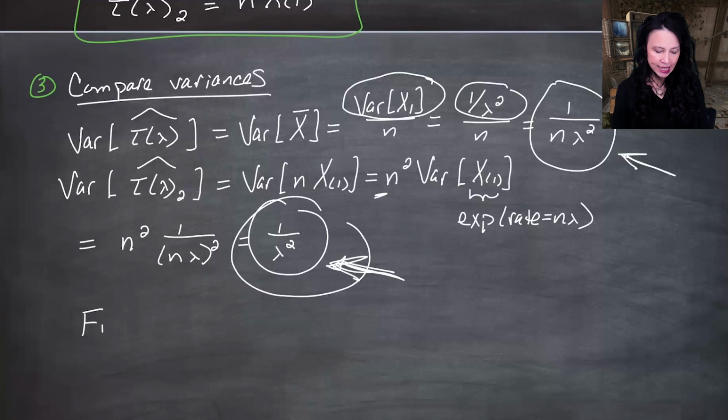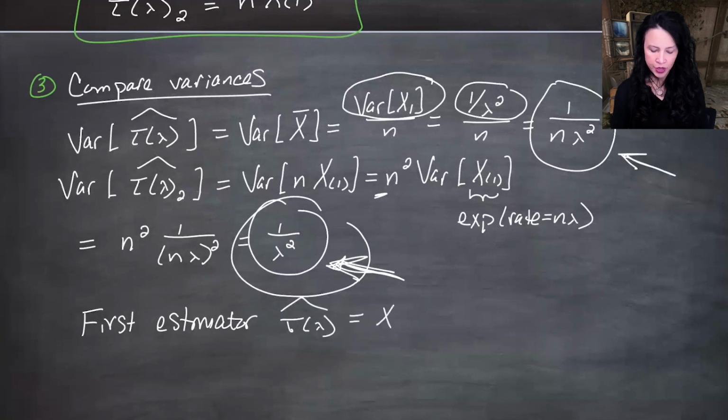So right now we can say the first estimator, the one that is tau lambda hat equals x bar, is better because when comparing two unbiased estimators, you definitely want the one with smallest variance.